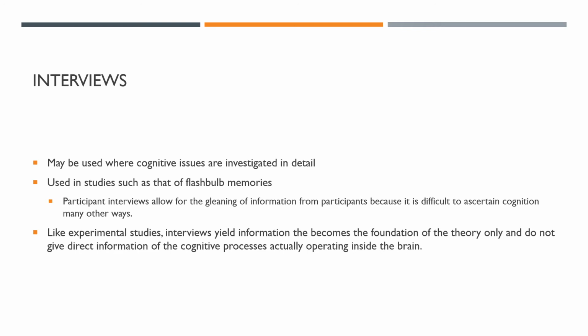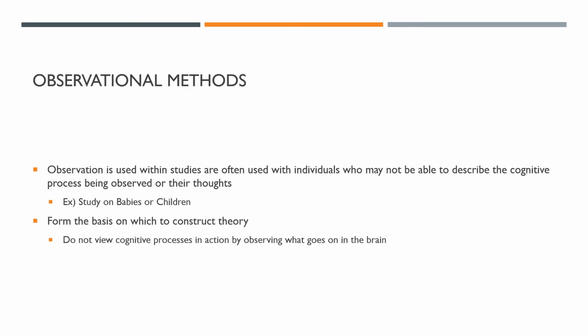And so the participant may be interviewed, allowing for the gleaning of information from participants because it is difficult to ascertain cognition in many other ways. Again, the information gleaned from these findings often becomes the foundation of theory, but does not give direct information on the cognitive processes actually operating inside the brain.